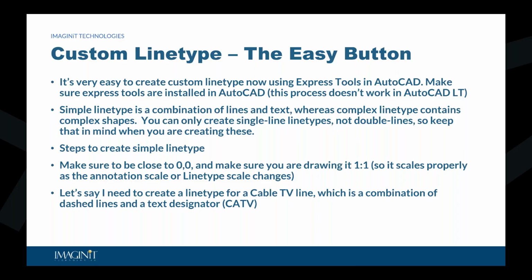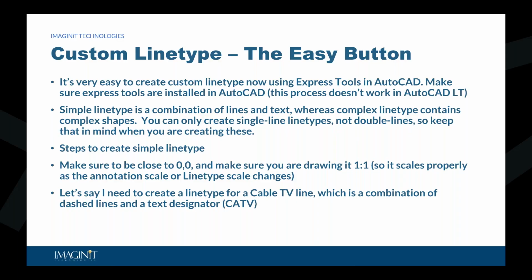A simple line type is just a combination of lines and text, whereas complex line types create something like a complex shape. You can only create single line types, not double lines, so keep that in mind when you're creating these. In other words, you can't create 2 stacked lines. Those of you who use MicroStation know that they have a double line, you can't do it in AutoCAD. So the steps are pretty simple. Make sure you're as close to 0,0 as you can. And then make sure your drawing is set to 1-to-1 for annotation scale, so it scales properly as annotation scale or line type scale changes.